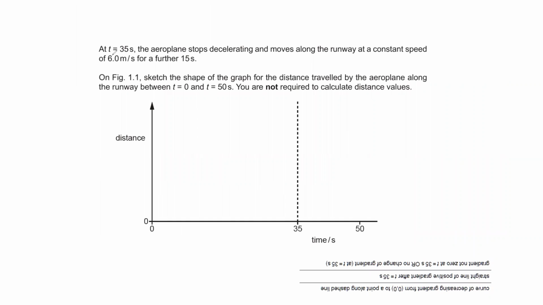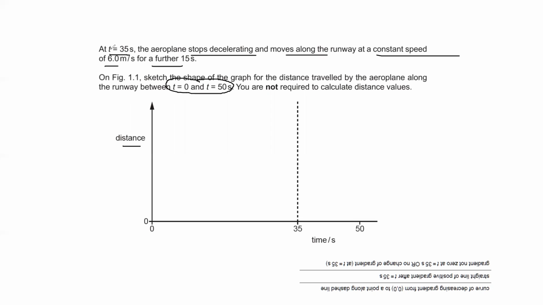At t equals 35 seconds, an airplane stopped decelerating and moved along the runway at a constant speed of 6 meter per second for a further 15 seconds. On a figure, sketch the shape of a graph for the distance time of an airplane along the runway for 0 to 150 seconds.